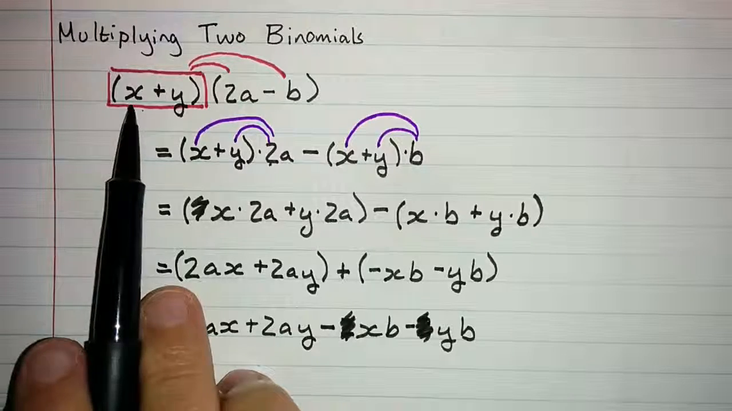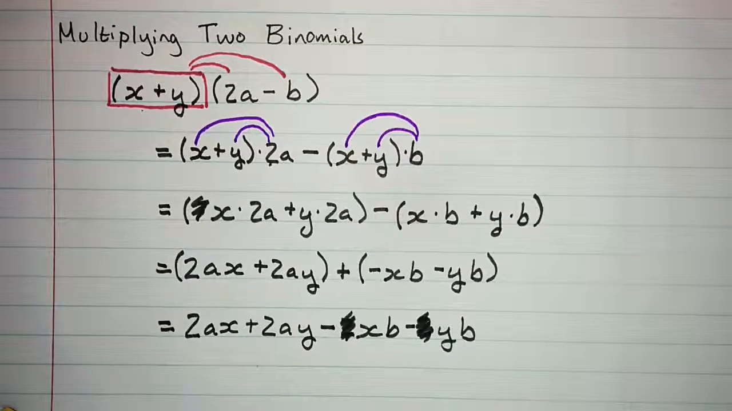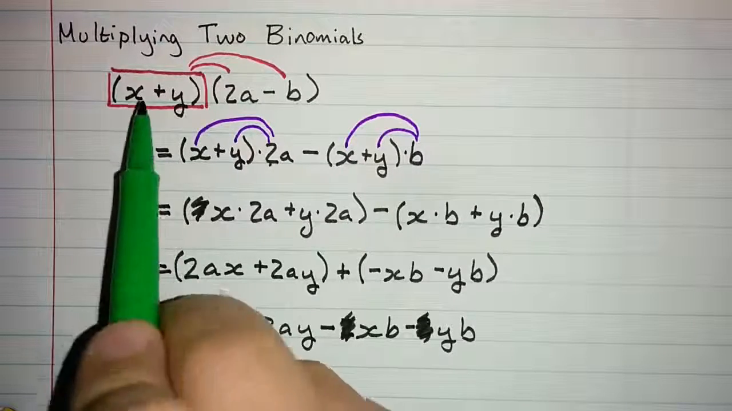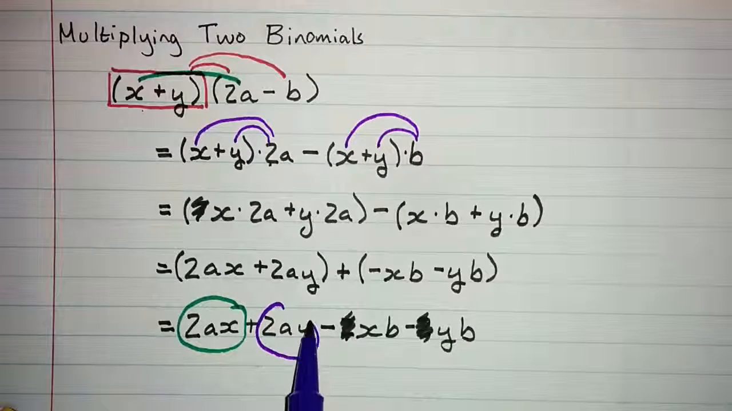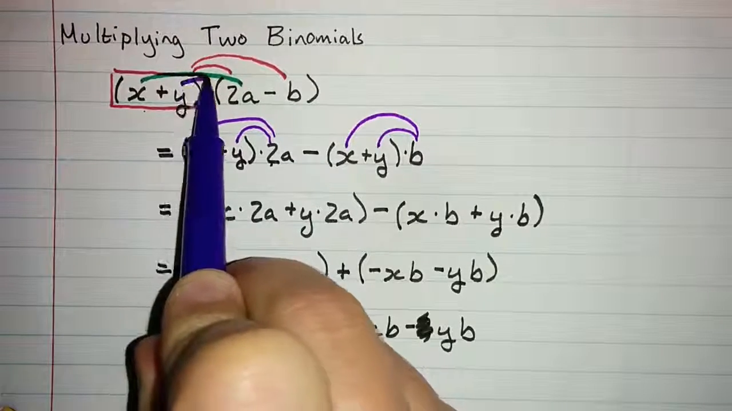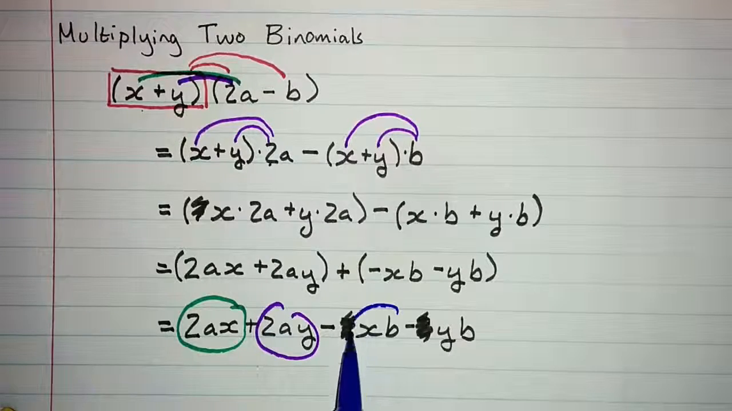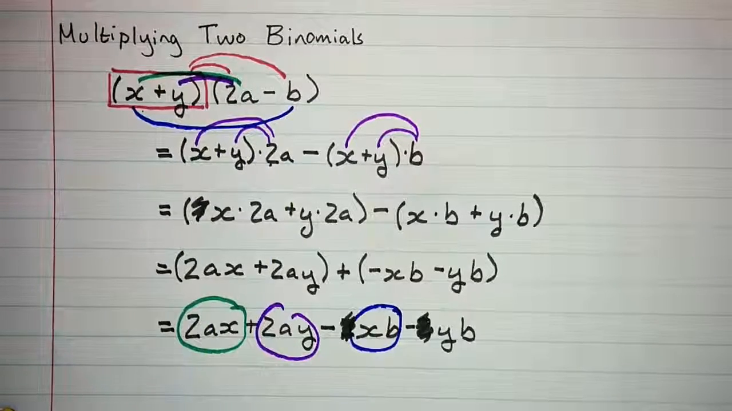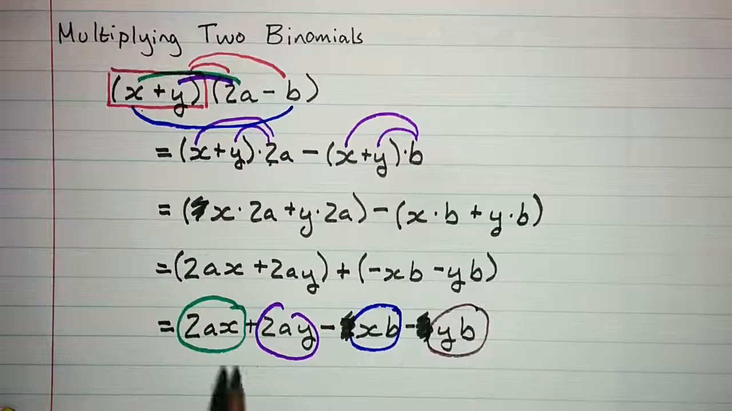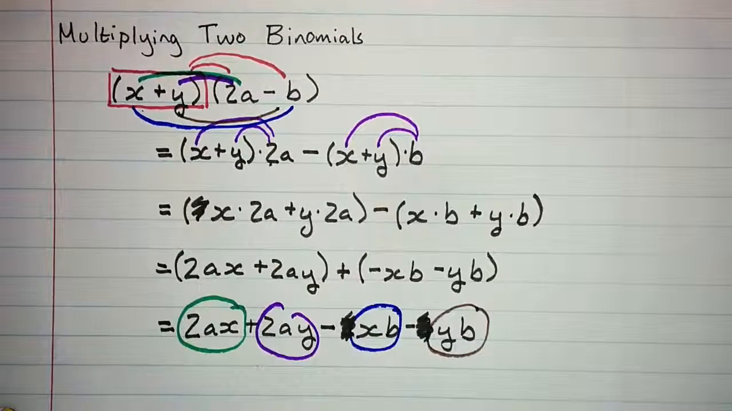And notice, when I multiplied one binomial by another binomial, I got 1, 2, 3, 4 terms in my result. Of course, I would have had fewer if I'd been able to combine like terms. What are these? Well, 2ax was 2a times x. 2ay, that's 2a times y. Negative xb, that's x times negative b. Negative yb, that's y times negative b.